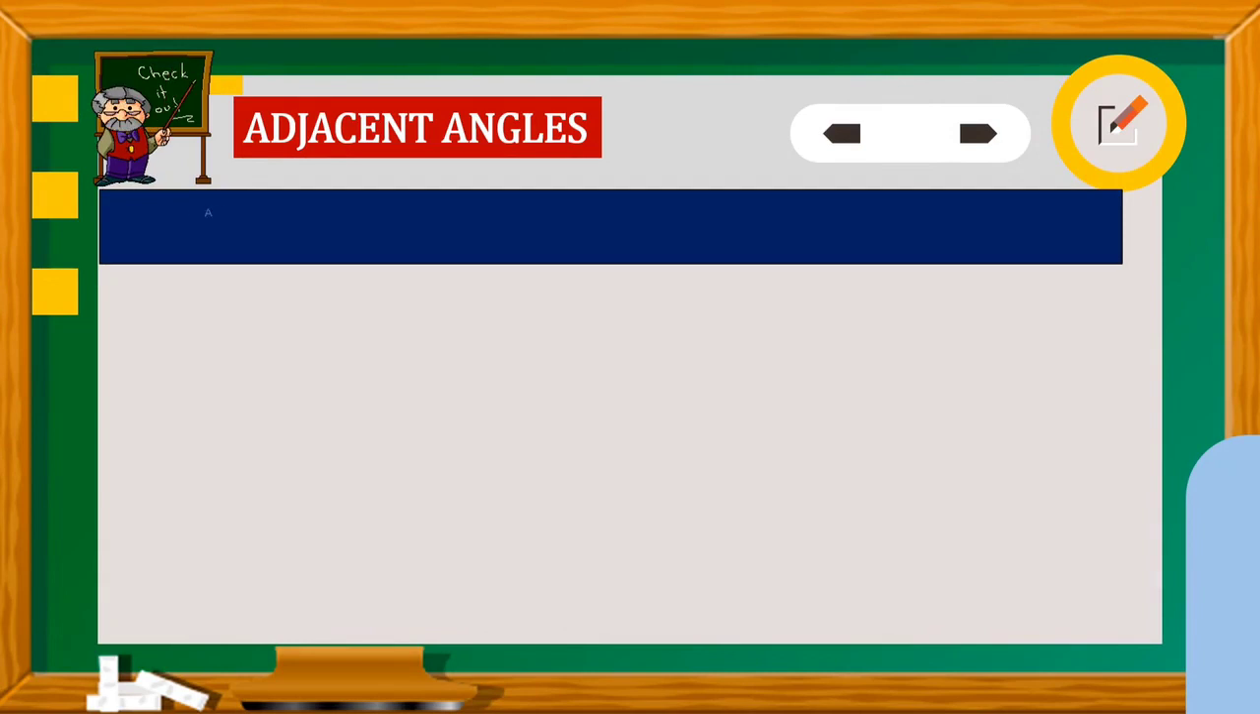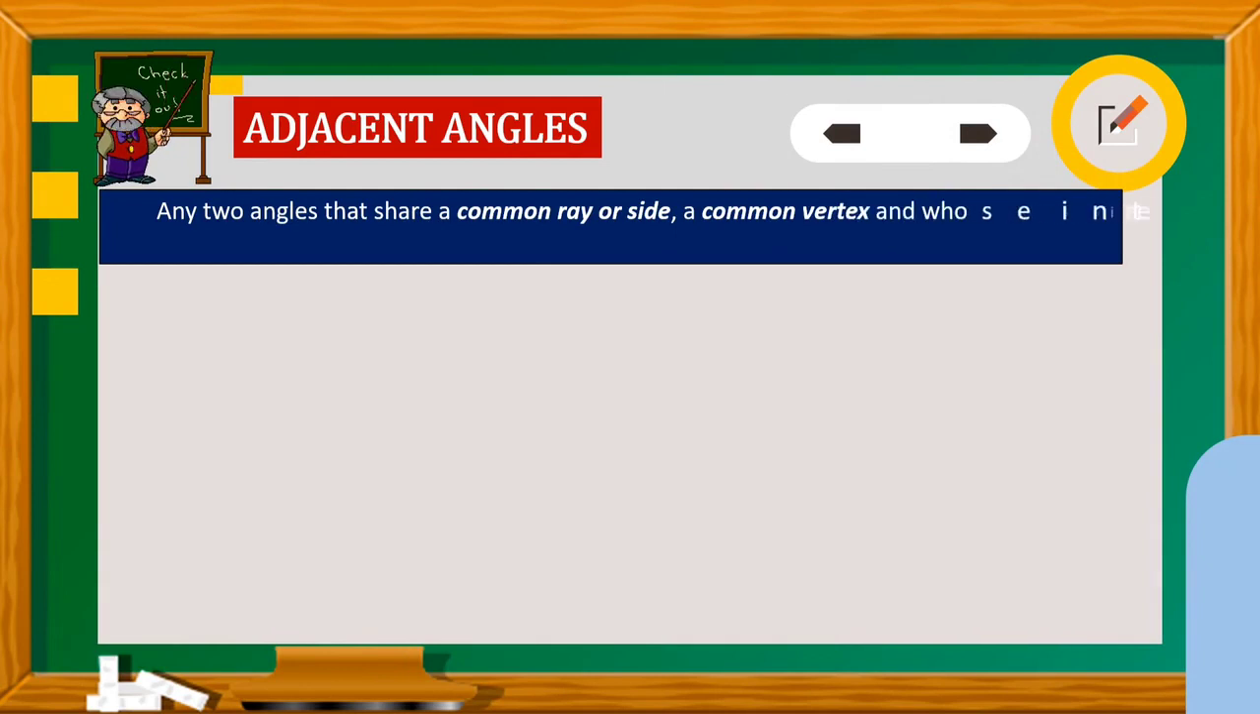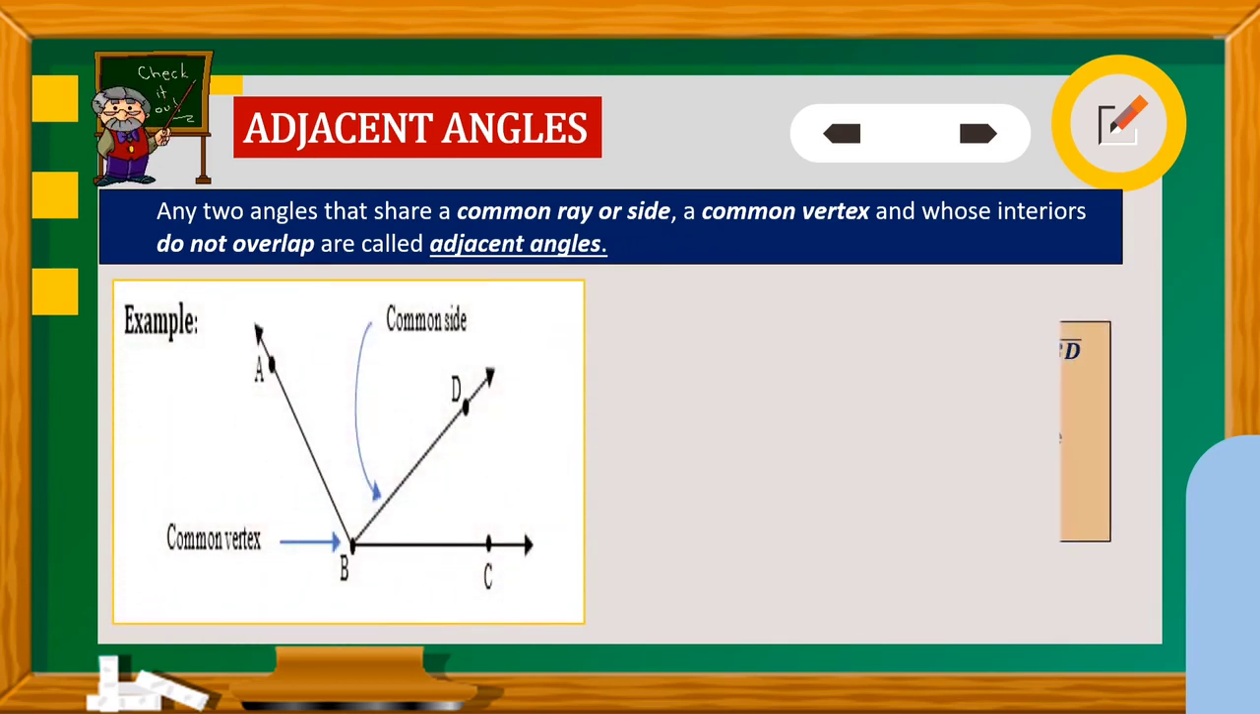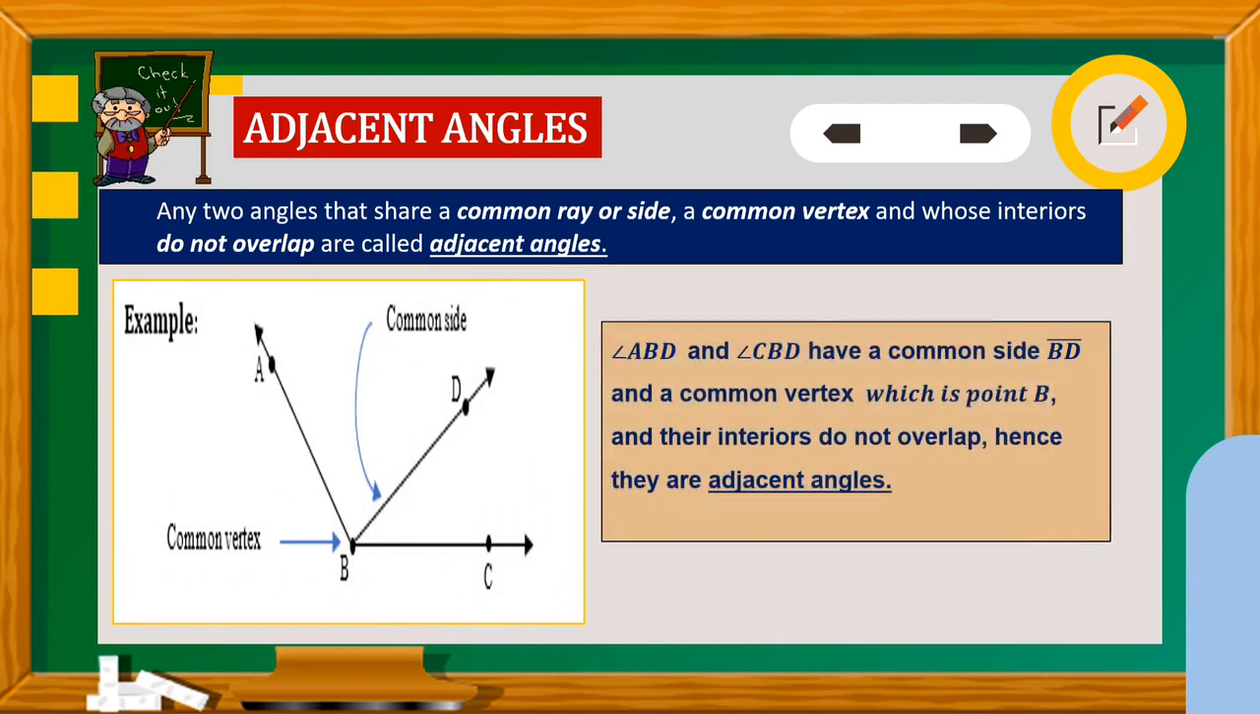Adjacent angles. Any two angles that share a common ray or side, a common vertex, and whose interiors do not overlap are called adjacent angles. Example. In the figure, angle ABD and angle CBD have a common side BD and a common vertex, which is point B, and their interiors do not overlap. Hence, they are adjacent angles.